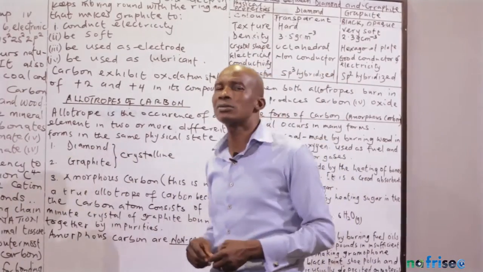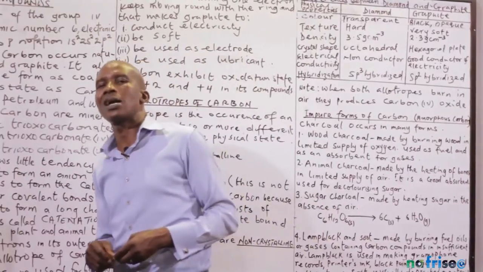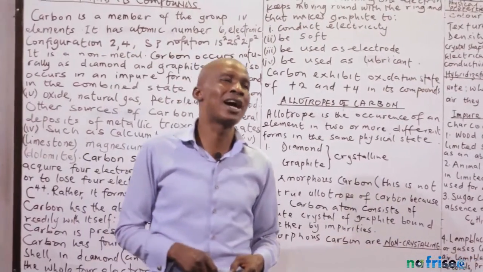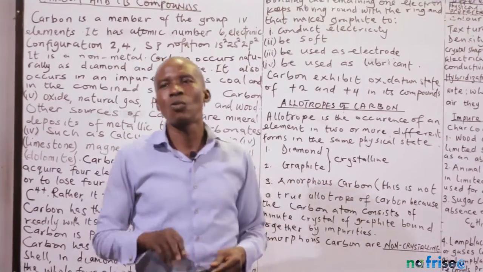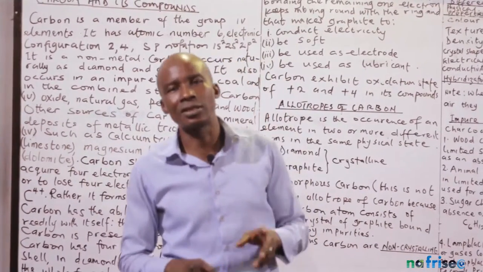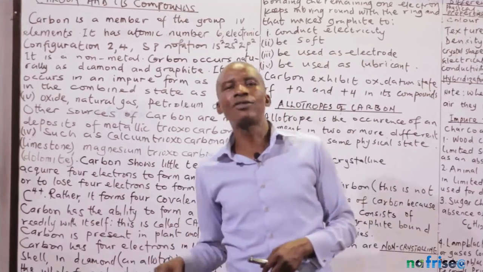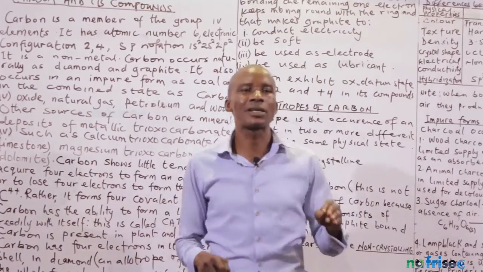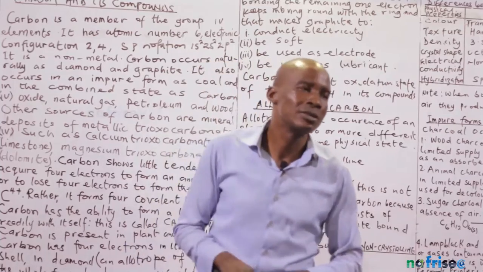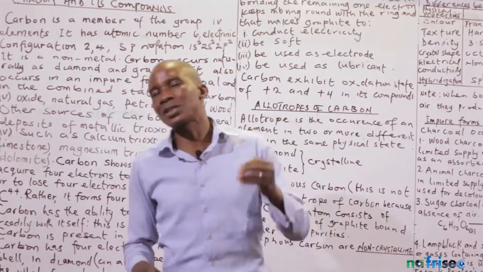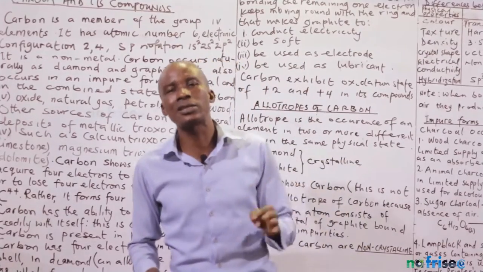Carbon is commonly present in plant and animal tissue. There is carbon in our body as animals, as human beings. You know, in our body we have protein. One important element in protein is carbon. In our body we have carbohydrate. One important element in carbohydrate is carbon. In our body we have fat and oil. One important element in fat and oil is carbon.